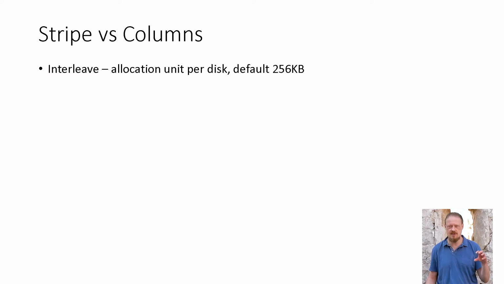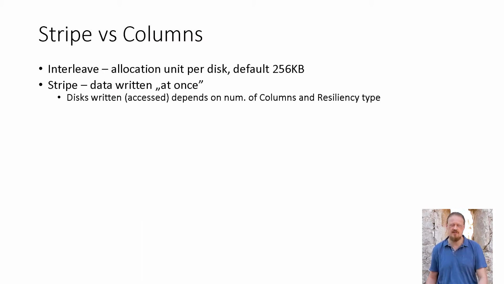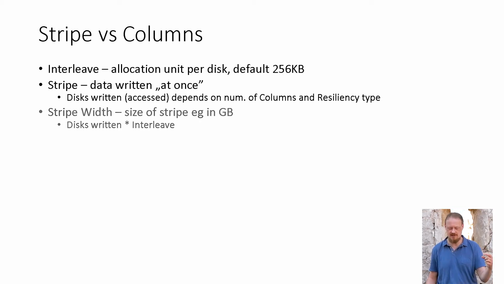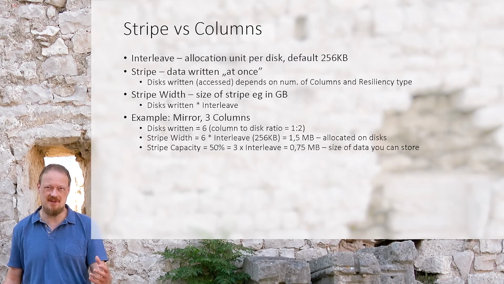Interleave is amount of space on each drive storage spaces allocates. Default 256 kilobytes. So stripe is data written at once. That means number of disks written multiplied by interleave. So that is stripe size. Stripe width is number of megabytes or whatever size written at once or read at once. Number of disks times interleave. A number of disks in a stripe, not total number of disks. So that depends on number of columns.